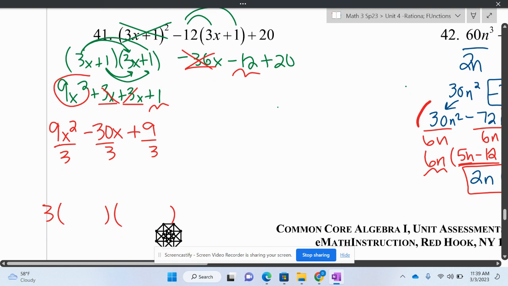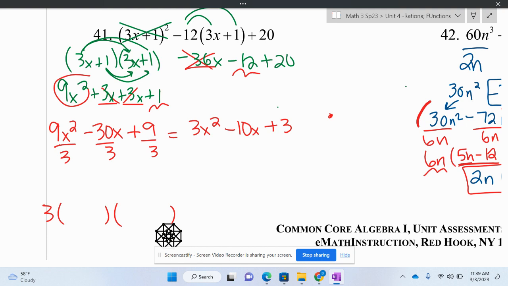And let's see. 9 divided by 3 is, so 3x squared. Negative 30 divided by 3 is, and 9 divided by 3 is positive 3. Times plus chart. Times plus. To figure out the time side, I have to take A times C, which is what? 9. Has to add up to negative 10. What two numbers do I multiply together to get 9, that when I add them, I get negative 10?